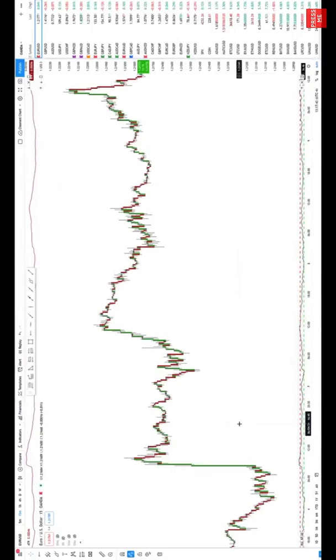Just to be clear, I do not only use this strategy for day trading, and I also do not only use it in the Forex market. This is a strategy I use across all time frames and across the stock, Forex, and crypto market that I trade in.